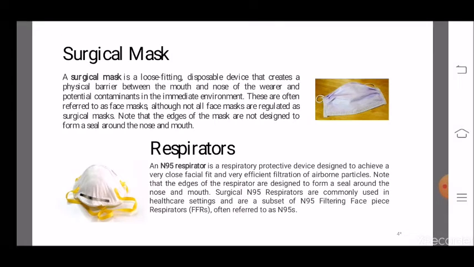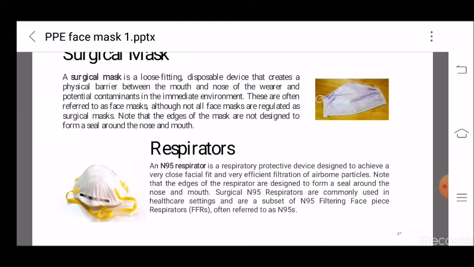Before starting the understanding of the product, we have to analyze the information regarding the product we want to manufacture. Here, our product is the surgical mask and respirator. So what is a surgical mask? A surgical mask is a loose-fitting disposable device that can create a physical barrier between the mouth and nose of the wearer, and it also provides protection against contaminants available in the environment.